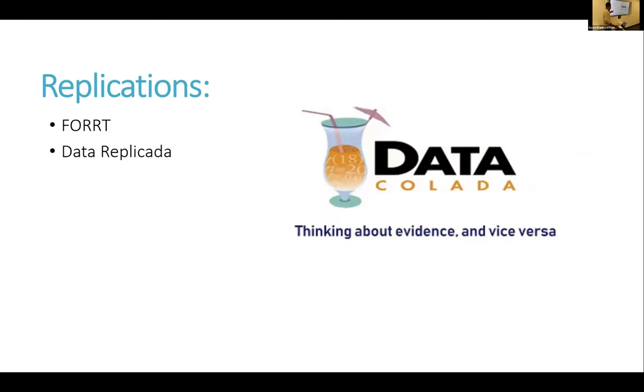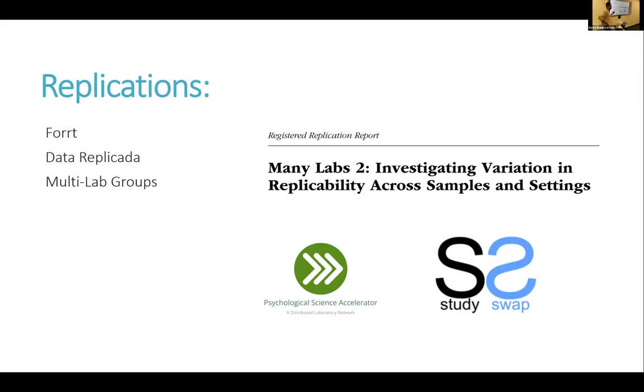There's also Data Replicada. They have a blog that lists out some replications. Like I mentioned last class, there are these large entities of many labs across the world that are doing large-scale replication studies where they pre-register the replication beforehand, do initial peer review, and then carry out the replication with sufficient power to actually detect the effect of interest. Many Labs were the first groups, but now there are these two on the bottom.